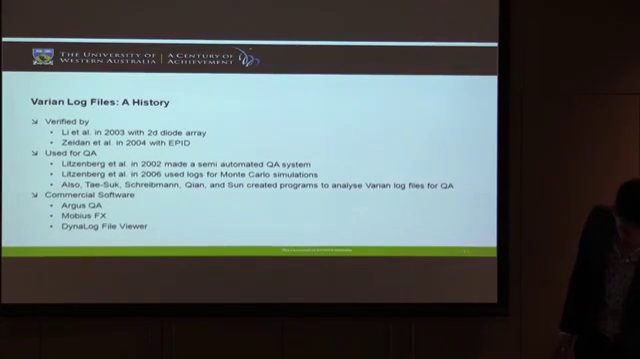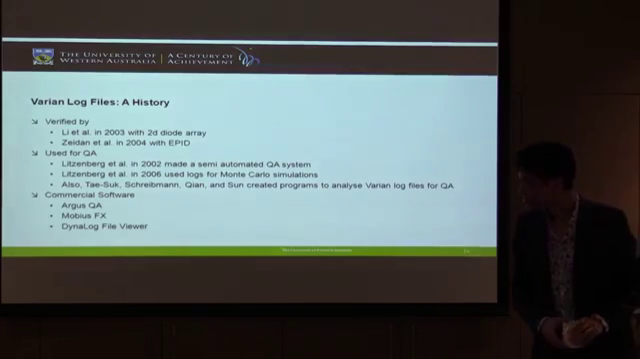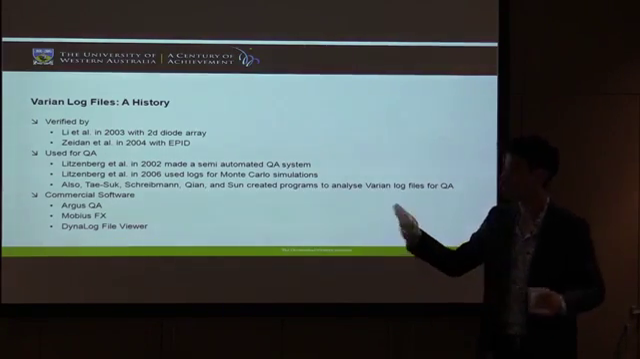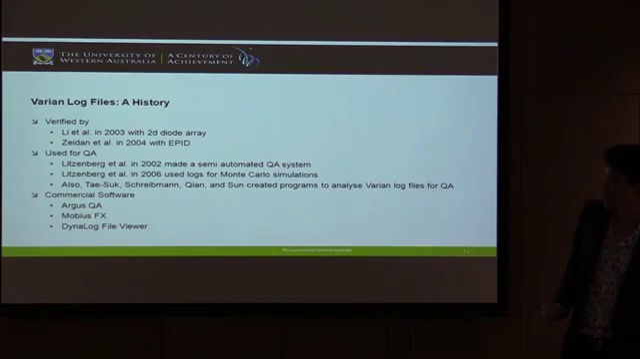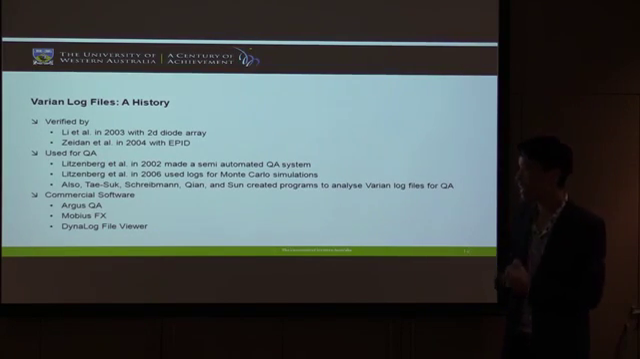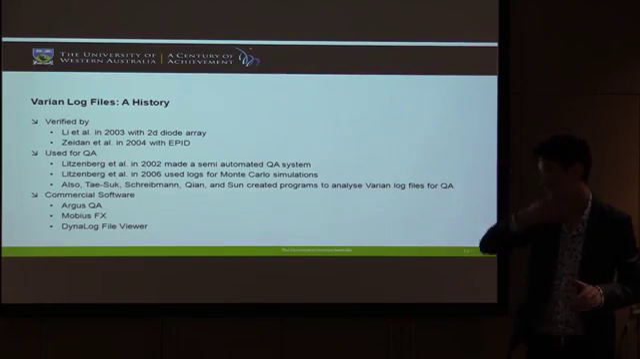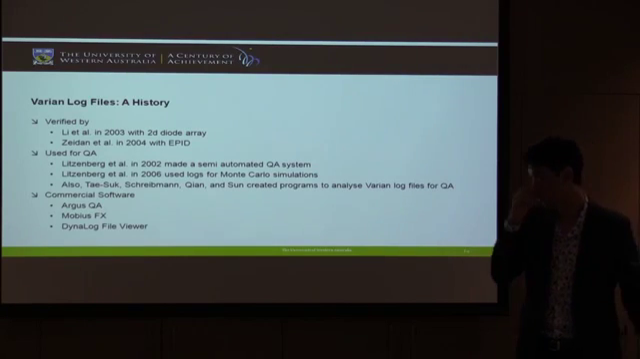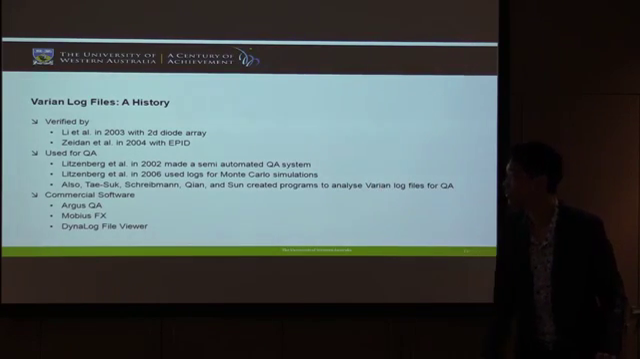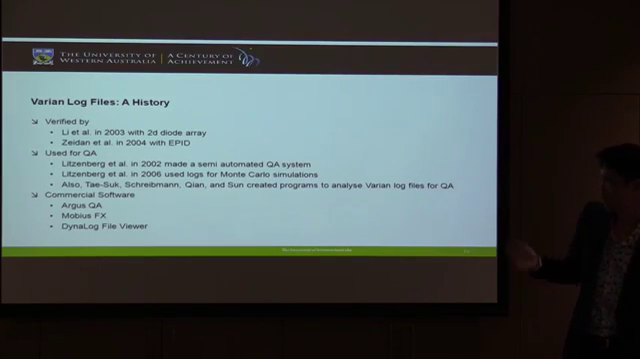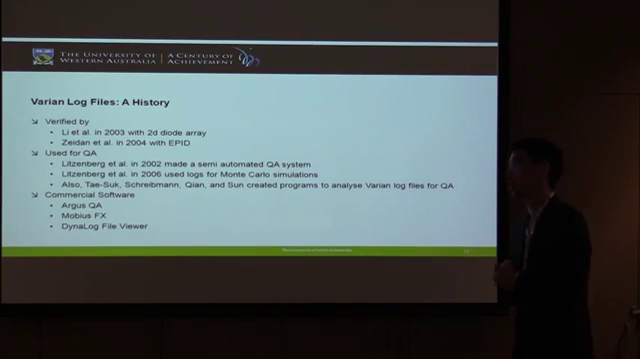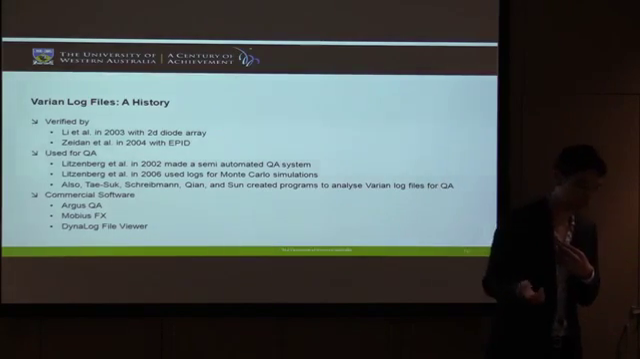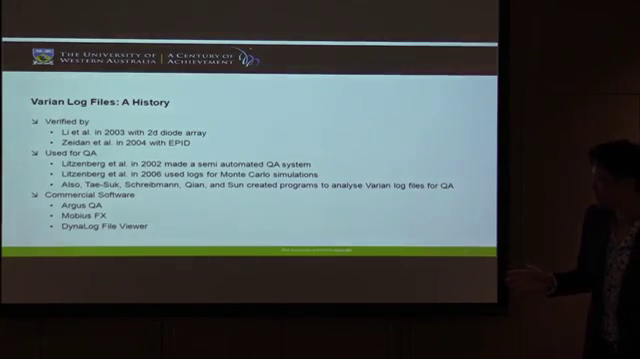So a brief history, I guess, on Varian log files. Back in 2003, Lee et al. confirmed with a 2D diode array that they were all dandy, and Zygmanski et al. in 2004 with EPIDs also said that they were great. They've been used for quality assurance all the way back since 2002. Litzenberg made a semi-automated QA system which found the positional error of each individual leaf, the velocity of each leaf, I think, as well as a dose analysis.